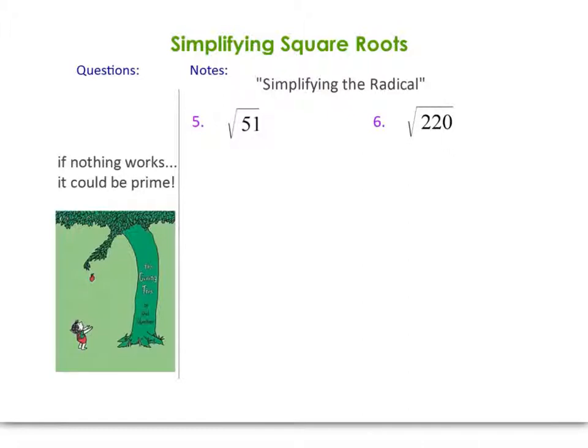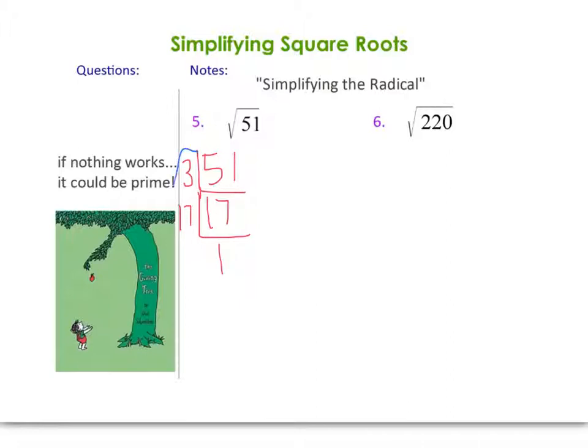So let's look at this one. It says the square root of 51. Well, if I get to 51 and I start thinking about, okay, 51 divided by 2, well, that gives me a crazy decimal. 51 divided by 3. Well, 3 goes into 51 and gives me 17. Then 17 goes into 17 because 17 is prime and gives me 1.